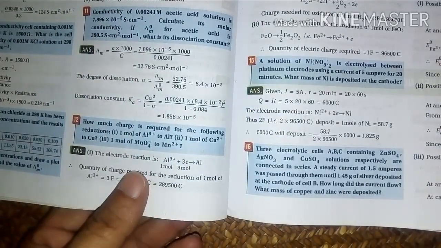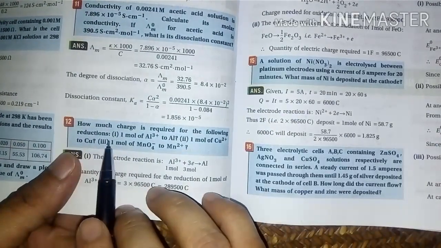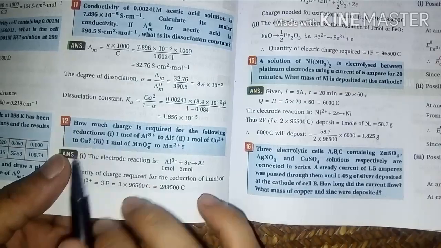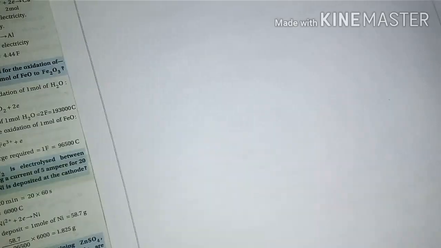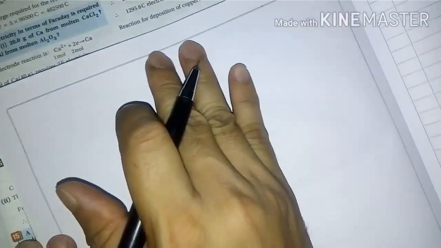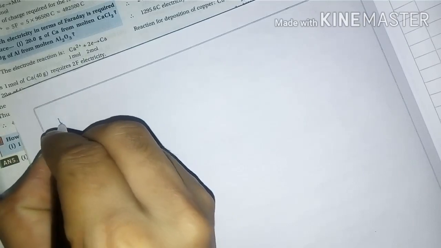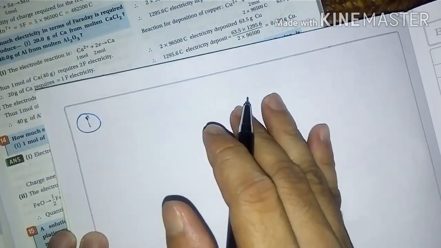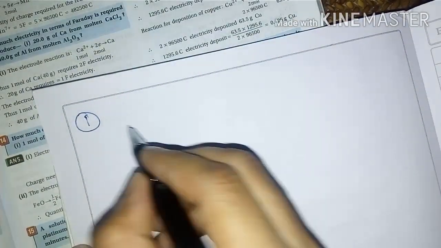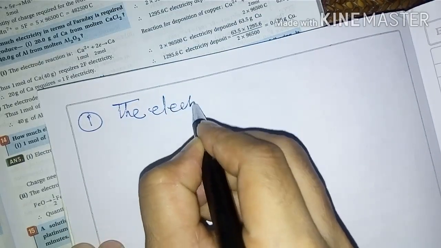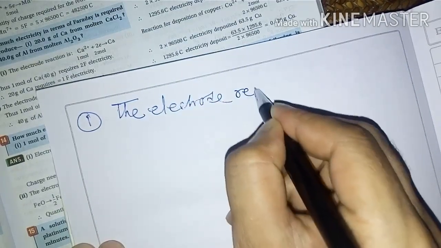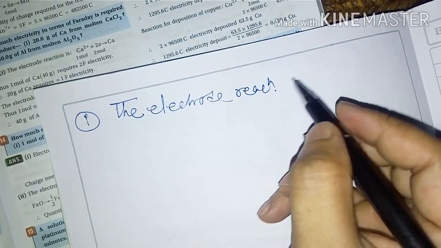This is a reduction reaction. So first of all I have to write the electrode reaction. Now how to write the electrode reaction? Suppose this is equation number 1, the electrode reaction.